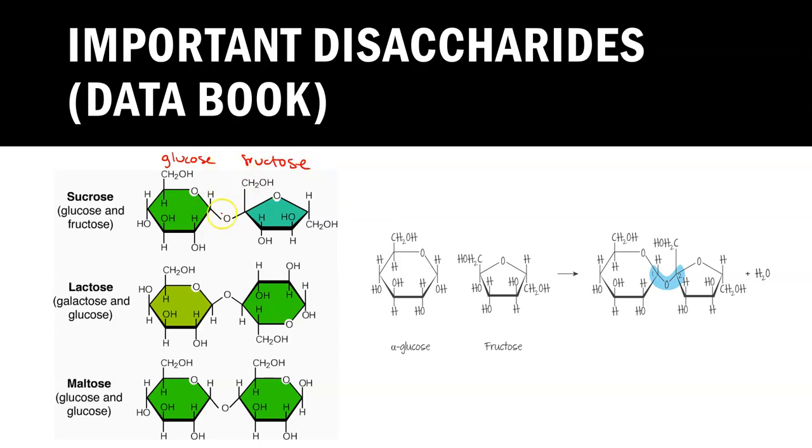Okay, if you want to draw the single monosaccharides of these, you simply break the glycosidic link, add your OH onto here and a hydrogen onto here, and you get the two monomers that we see here. Lactose is actually a disaccharide of galactose and glucose. Okay, so this is galactose and glucose. This one here is galactose and glucose. You are given the disaccharide of lactose in your data booklet.